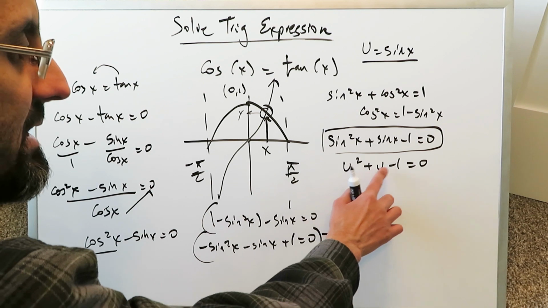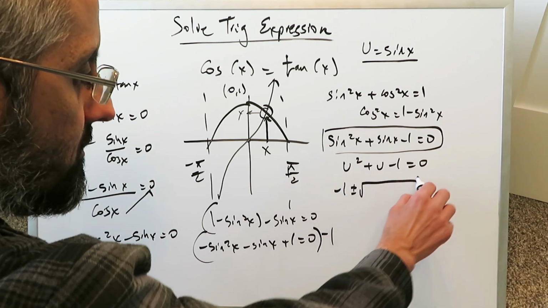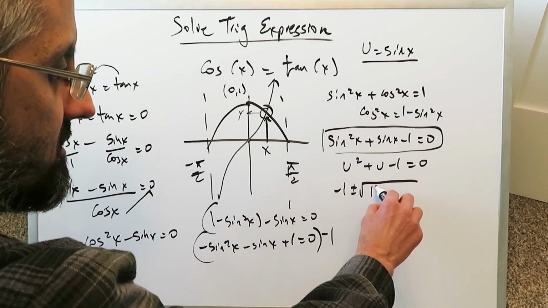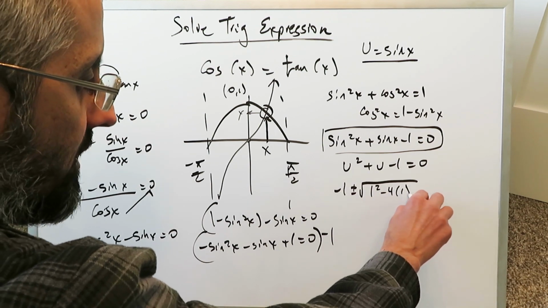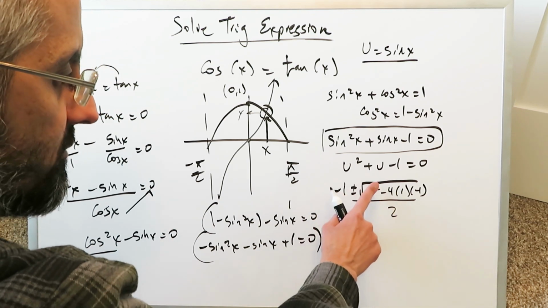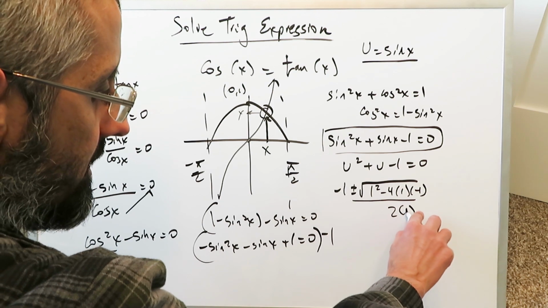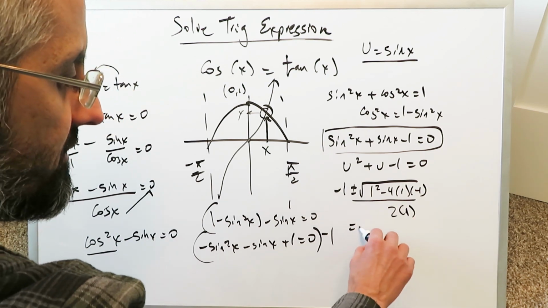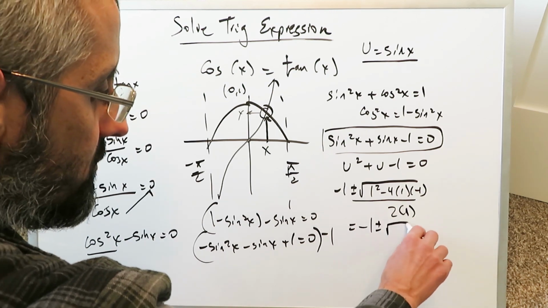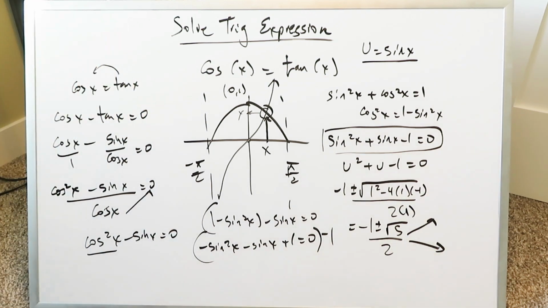You have a, b, and c. You'll have minus 1 plus or minus the square root of 1 squared minus 4 times 1 times minus 1, divided by 2. That's minus b plus or minus the square root of b squared minus 4ac, divided by 2a, and you're good. When you compute all of this, you'll have minus 1 plus or minus root 5 divided by 2. This will give you two answers, or two values. You have to look for both of those values.